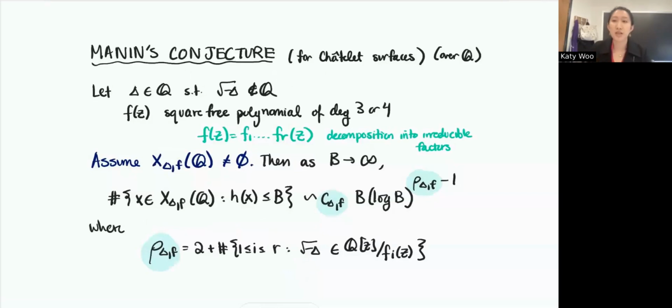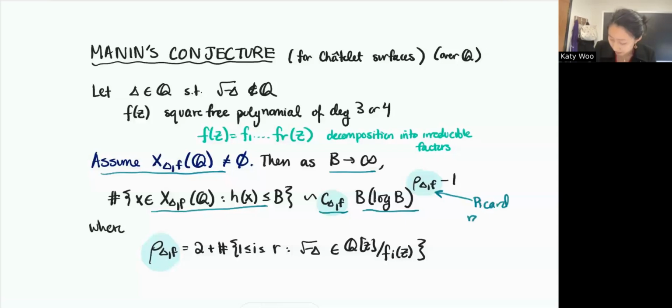So what does Manin's conjecture predict for Châtelet surfaces over the rational numbers? Well, first, let's assume that our surface has a point. Then it predicts that as B goes to infinity, the number of points of height at most B grows like some constant times B (log B)^(rho minus 1), where this rho is the Picard rank of your Châtelet surface.